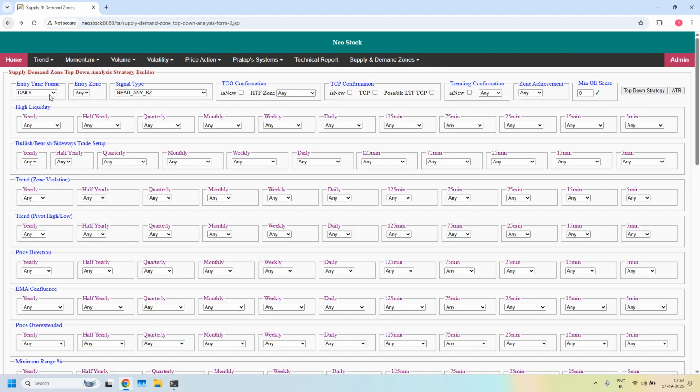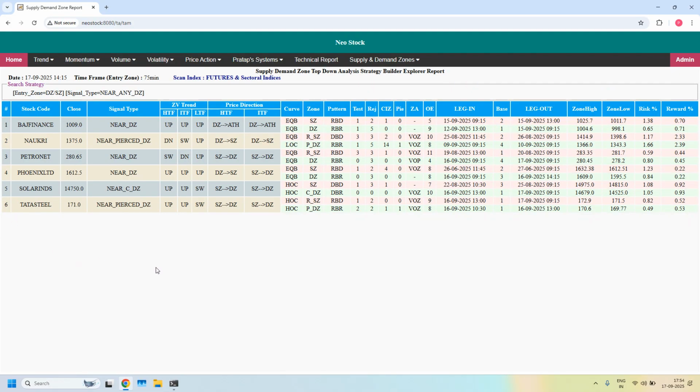Okay, next time frame is 75 minutes. Stocks near to the 75 minutes demand zone. We got 6 stocks. Let us identify any 75 minutes high liquidity demand zones. Solar Industries is having a 75 minutes high liquidity demand zone. Only one stock we identified from this list.